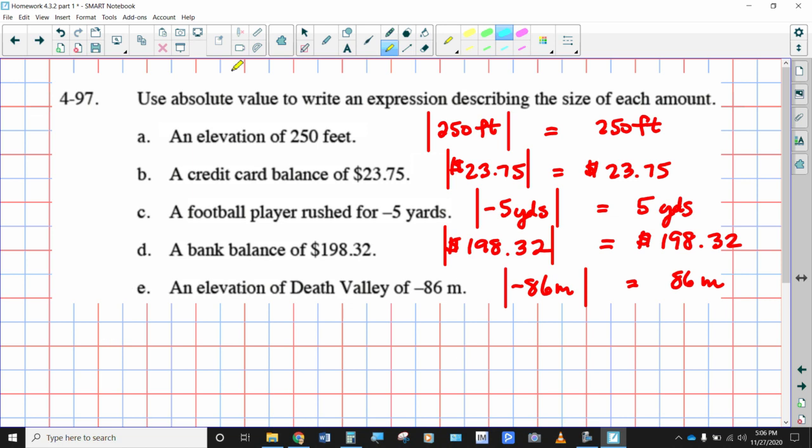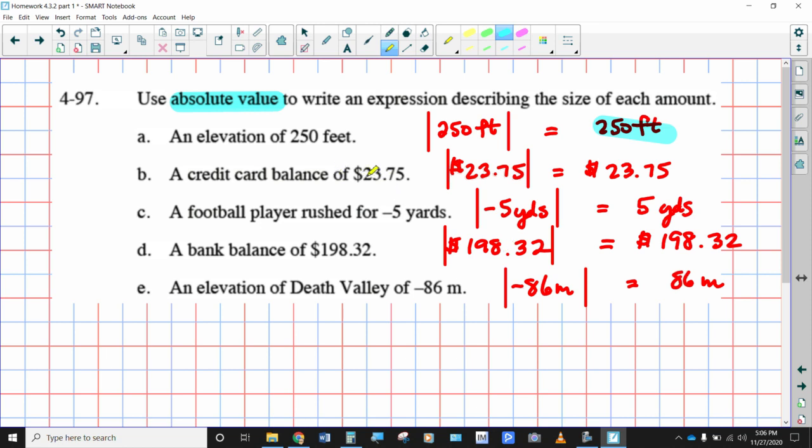All right, absolute value. When you find the absolute value of an expression, you're just taking its positive value, okay? So an elevation is 250 feet. Well, feet, there's no such thing as a negative foot, right? You take out your measuring tape or your yardstick, there's no negative signs on it. 250 feet is 250 feet, whether you're going up or you're going down. So the absolute value would be 250 feet.